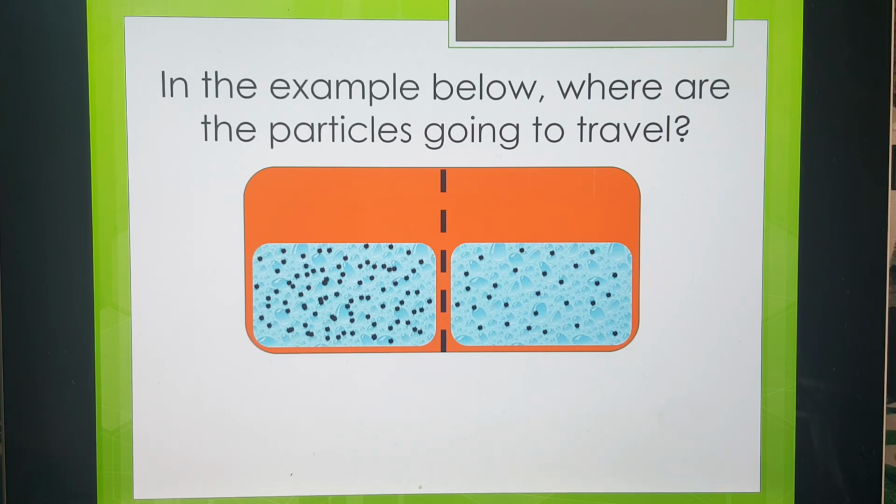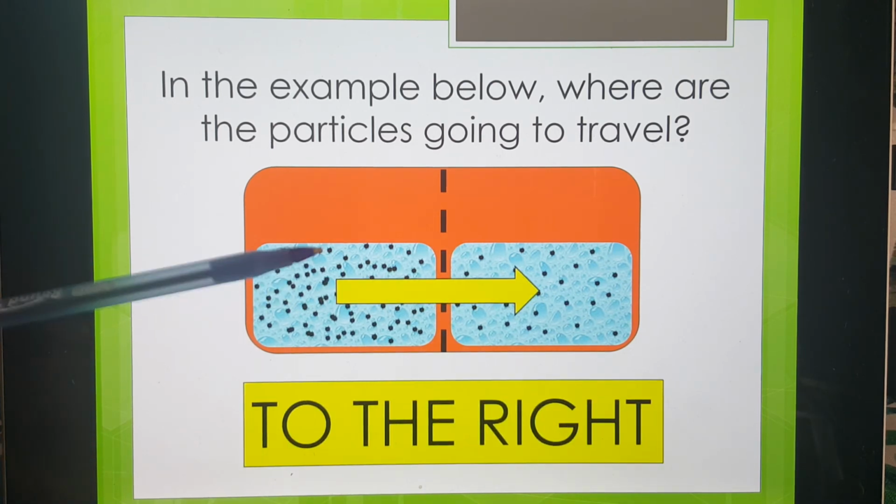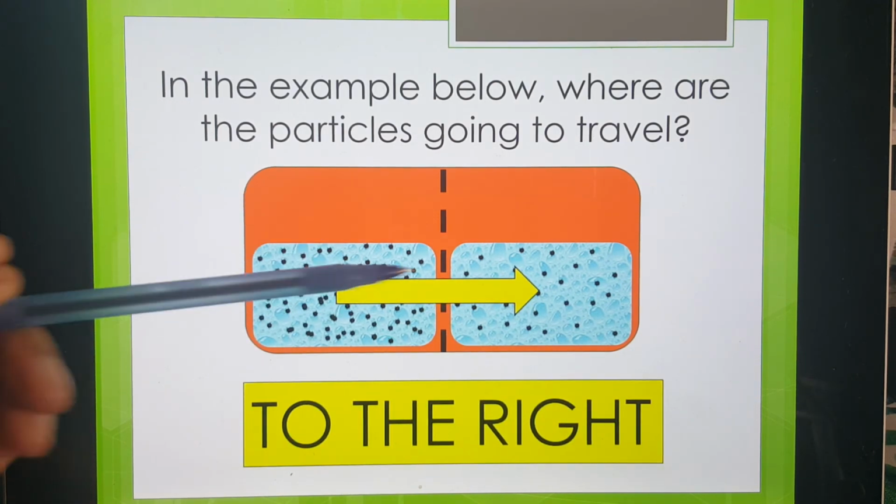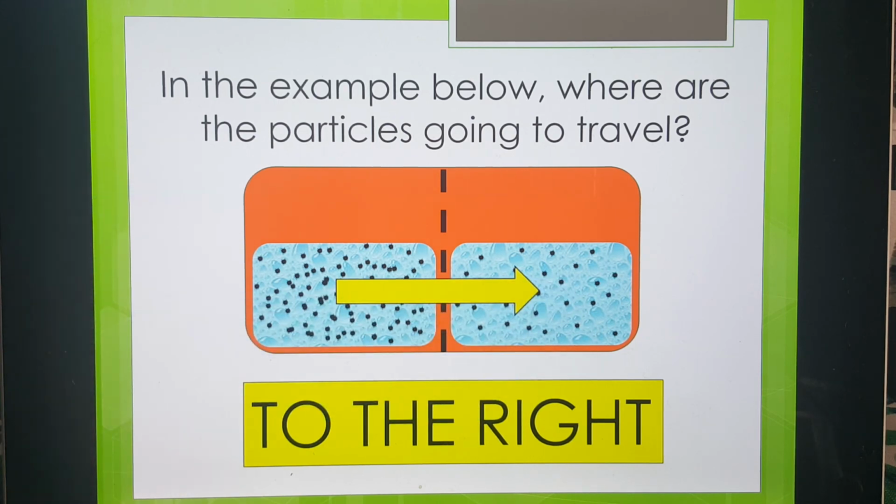Okay, so here's an example. In this gradient, which way are the particles going to travel? We have a high concentration here and a lower concentration here. That means those particles are going to naturally go down their gradient toward the lower area. So remember, high to low.